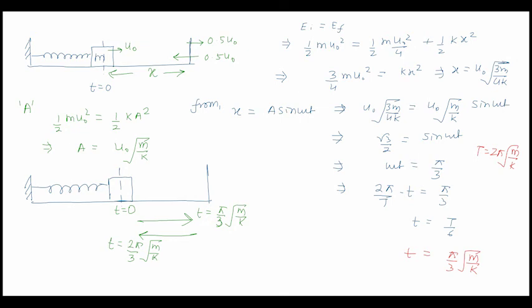Now after this, it goes on the motion on the other side, which is the free case of SHM, and this will be equal to half the time of SHM, that is T by 2. So if I add pi root over m by k to this particular answer, I will obtain that t is equal to 5 pi by 3 root over m by k. That is the time at which the particle comes for the second time to the equilibrium position. So now let us start looking at the options.